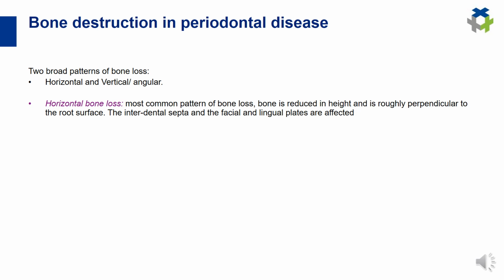Bone destruction in periodontal disease. Two broad patterns of bone loss can occur: horizontal and vertical or angular. Horizontal bone loss is the most common pattern of bone loss. Bone is reduced in height and it is roughly perpendicular to the root surface. The interdental septa and the facial or the lingual plates are affected.